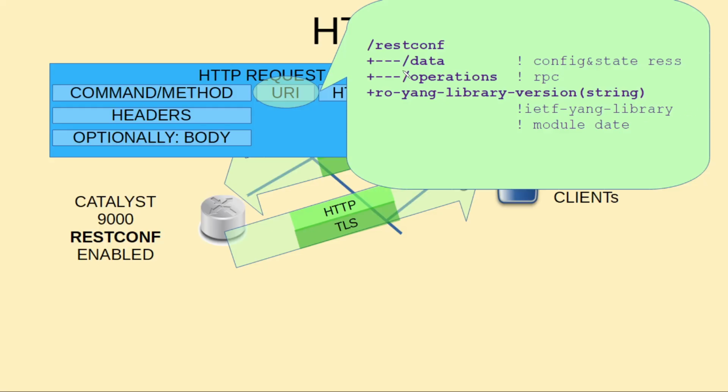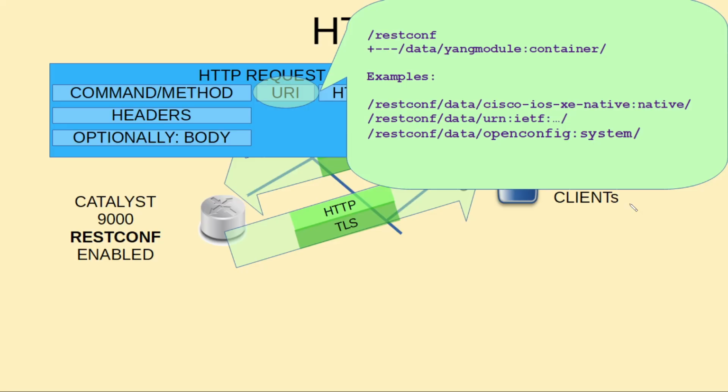Within the data path, we will have access to configuration and state resources. This is where data stores live. Within the operations path, we will have access to some remote procedure calls. And inside the Yang library version leaf, we will find the IETF Yang library module date. Most of the time, we are going to follow the data path because that is where the configuration and state data are located. We are going to then follow that up with a URN that establishes a valid Yang module and a container. Examples of that is this for the native Yang model, this for the IETF Yang model, and this for the OpenConfig Yang model.